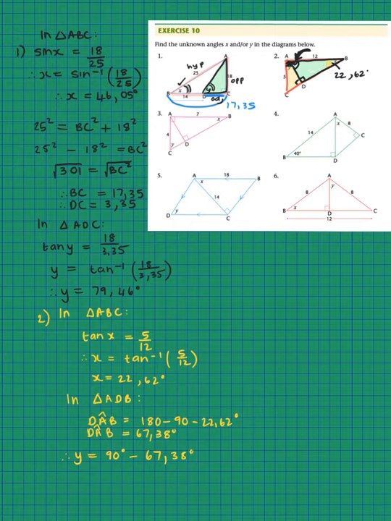I should actually put my reasons here. So this reason here was sum of angles of a triangle, right? This reason here is complementary angles. Okay, complementary angles add up to 90. So if I now go 90 minus 67,38, that will be the size of y, and that's actually the same size as x, which makes a lot of sense. Okay, so we found x and y in our question 2.